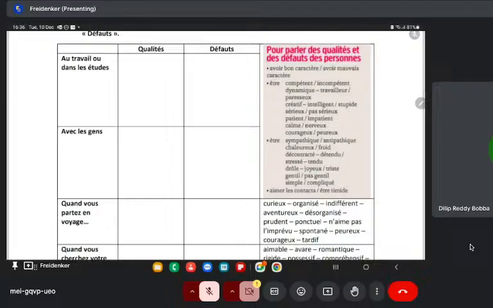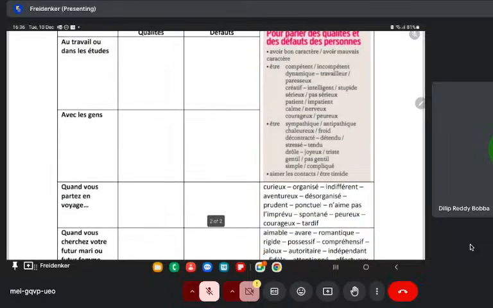Être means to be. So to be competent, compétent, incompétent. So to be competent, to be incompetent. Dynamique, travailleur. Dynamique is dynamic. Travailleur is hardworking or something like that. Paresseux is, I think, lazy. Let me confirm that. Paresseux, lazy. So paresseux is lazy. Créatif, creative. Intelligent, intelligent. Stupide is stupid. Sérieux is serious. Pas sérieux is not serious.